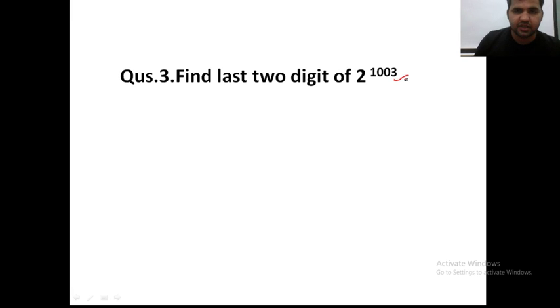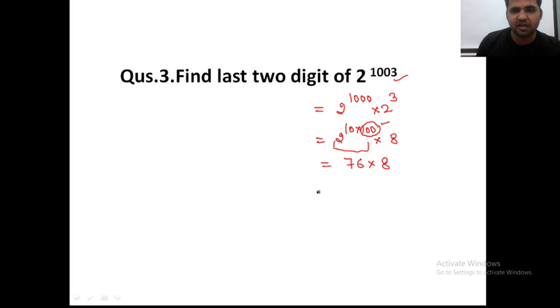You just have to write it down as 2 raised to power 1000 into 2 raised to power 3. Now 2 power 1000 is 2 raised to power 10 into 100, and 2 power 3 is 8. Now 2 power 10 into 100, 100 is an even number, right? You just have to look at this quotient part. If this is an even number, you can straight away say this part will give you the last two digits as 76, but you also have 8 in the multiplication.